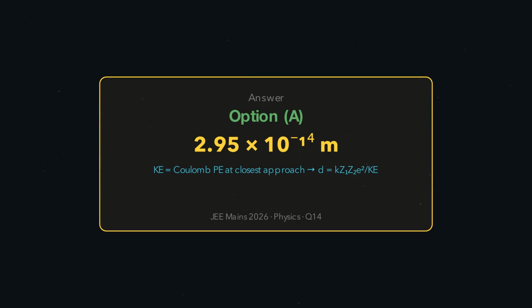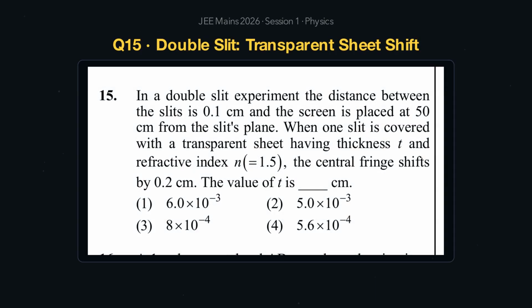That's about 30 femtometers, roughly 4 times the gold nuclear radius. The alpha gets close, but the electric field pushes it back before contact. So remember, closest approach equals K times Z1 times Z2 times e squared divided by kinetic energy. Always convert MeV to joules first. Answer, option 1.